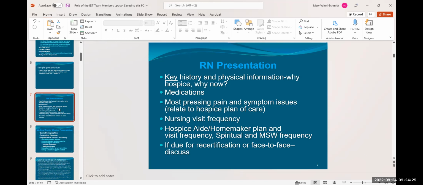What is your nursing visit frequency? What is the hospice aide plan of care and frequency? We don't really do homemakers. And spiritual and social services, that would be the time for them to say, hey, I did my eval and I'm going to see this patient once a month, or this patient doesn't want me back ever again, or I'm going to see them twice a month, or whatever, right? And if the patient is due for a recert or face-to-face, the RN should be doing a presentation like a recertification, which is almost like an admission. Why are they still eligible, right?